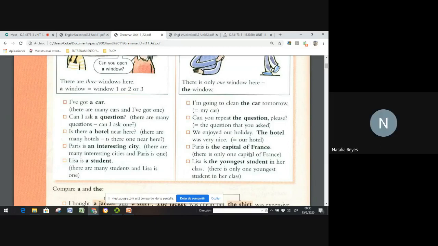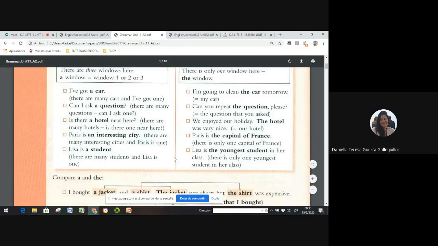Paris is the capital of France. There is only one capital of France, right? It's Paris. And Lisa is the youngest student in her class. The youngest. You use the in front of superlatives. Always the youngest, the tallest, the easiest. When you compare one thing with all the rest, superlatives, you use the. Thank you very much, Natalia.